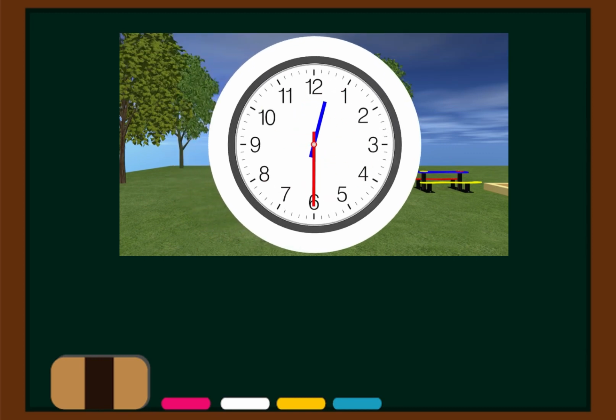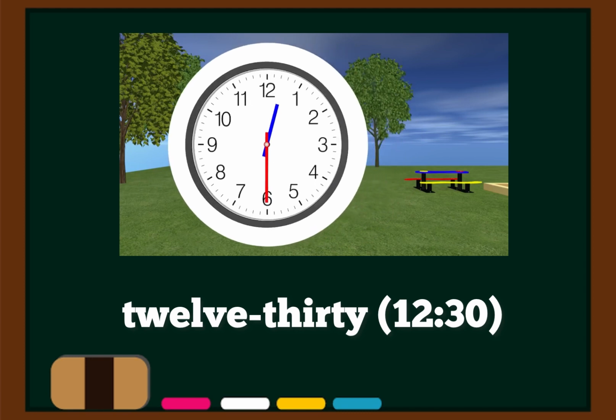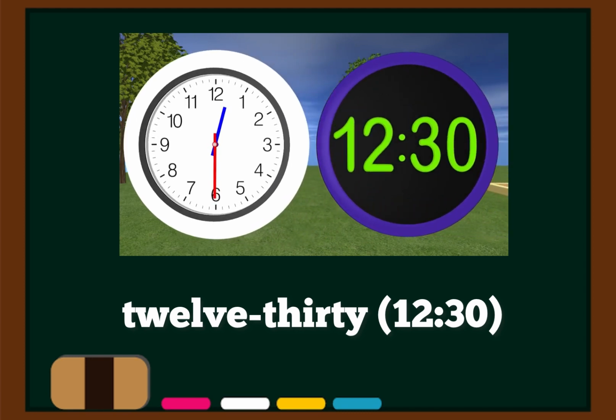Can you tell me what time it is now? The time is 12:30. Great job, kids. We can see that a half hour or 30 minutes have passed since 12 o'clock. If we wanted to write this time, what would it look like? You would write it like you see it on this digital clock. 12 is the hour on the left and 30 minutes is on the right. The time is 12:30.